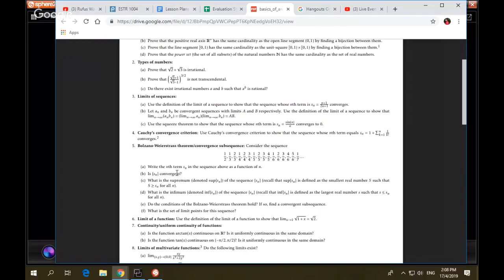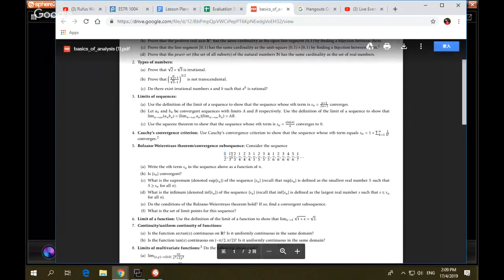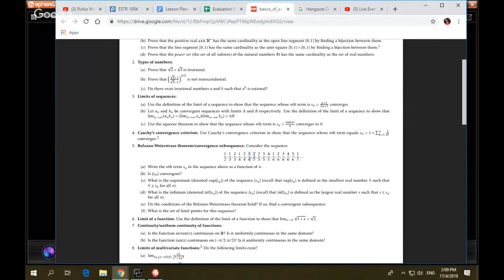Okay, so if you think about it, there's a subsequence here like 1 over 2, 1 over 3, 1 over 4, 1 over 5, 1 over 6, 1 over 7. This subsequence is converging to 0, right? And on the other hand, there's a subsequence which is like 1 over 2, 2 over 3, 3 over 4, 4 over 5, 5 over 6. This subsequence is converging to 1, right? If you look at these two subsequences, let me write them down so you can see it.